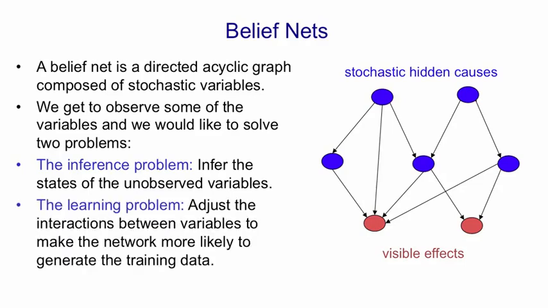The second problem is the learning problem. That is, given a training set composed of observed vectors of states of all of the leaf nodes, how do we adjust the interactions between variables to make the network more likely to generate that training data? Adjusting the interactions will involve both deciding which node is affected by which other node, and also deciding on the strength of that effect.